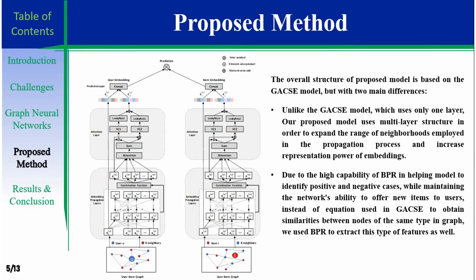Due to the high capability of BPR in helping the model identify positive and negative cases, while maintaining the network's ability to offer new items to users, instead of the equation used in the GACSE to obtain similarities between nodes of the same type in the graph, we use BPR to extract this type of feature as well.